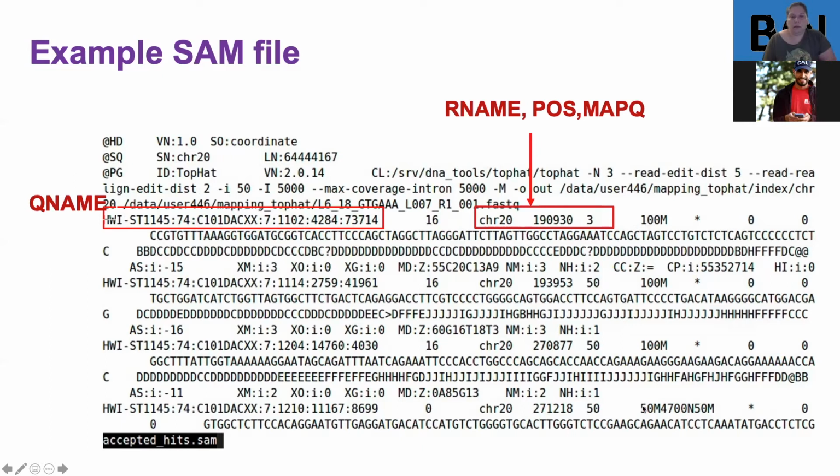Here is something that is probably more of a discordant read, because you have 50 matches, then 4,700 Ns, so ambiguous spaces, which means there's an insertion into the reference, and then 50 matches. So this is not a great alignment. It's kind of weird, actually.